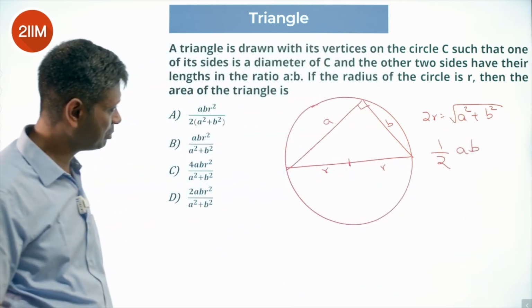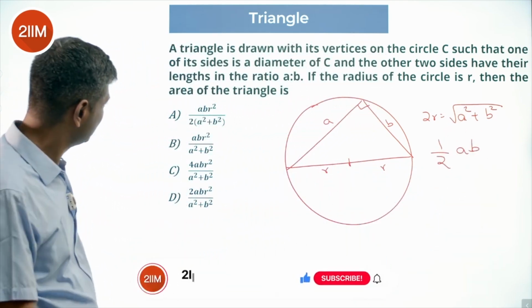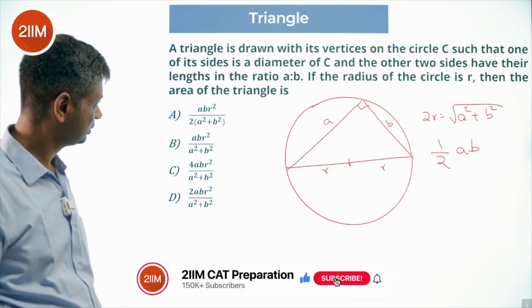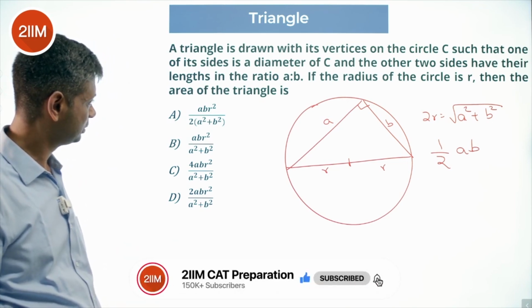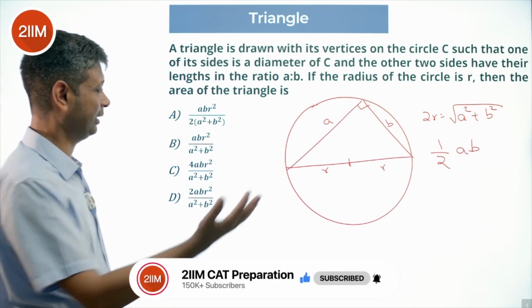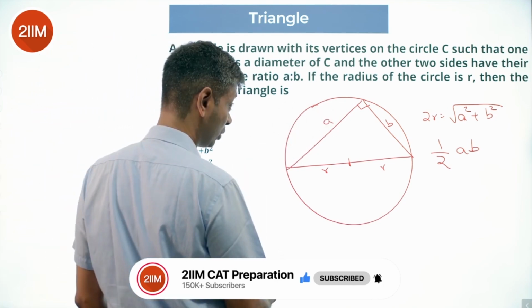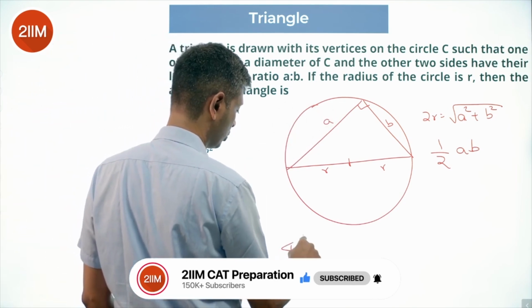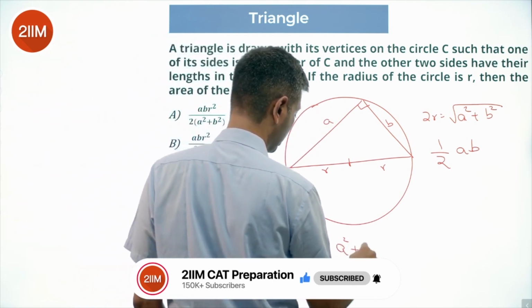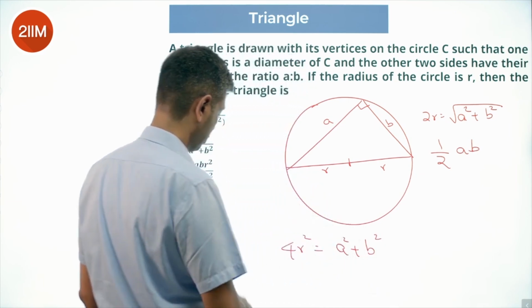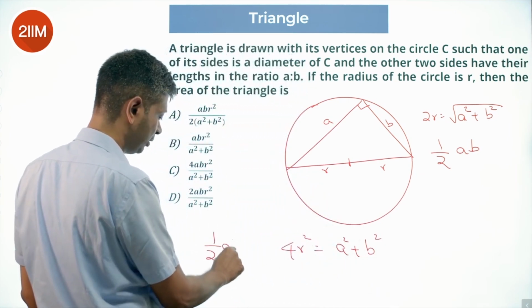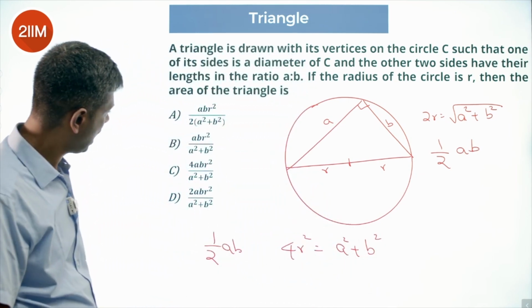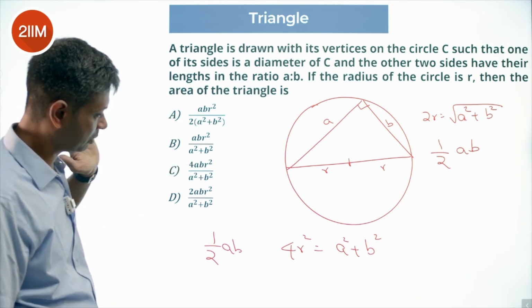And so half AB is the area of the triangle. All of these are weird. R square by a square plus... anyway, take 2r equal to square root of a square plus b square. We get 4r square equals a square plus b square. We want to find half AB. This has r square in the numerator and a square plus b square in the denominator.